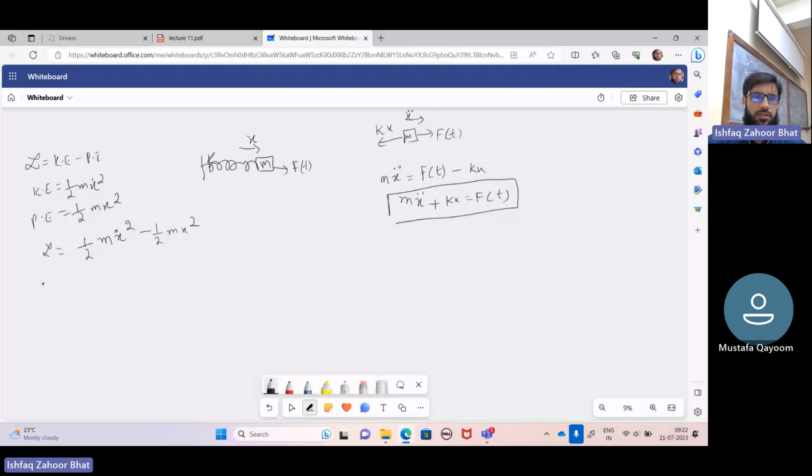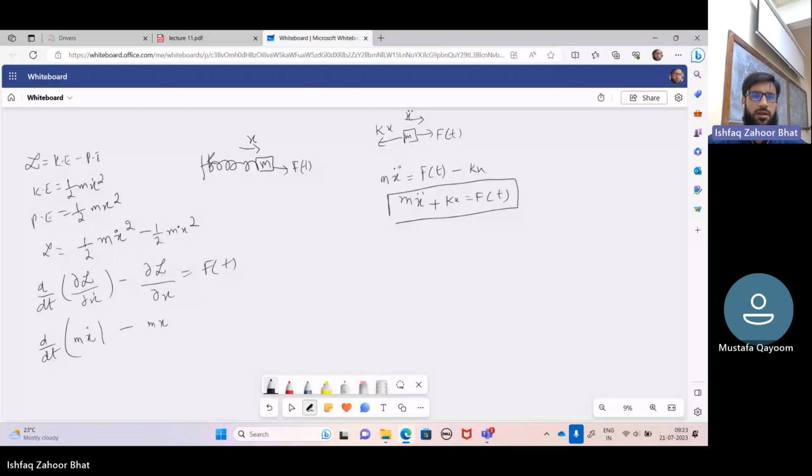So the differential equation will be d by dt of partial L by partial x dot minus partial L by partial x equal to the external force, that is f of t. So take the derivative with respect to x dot as the variable. So this is 2 times this, and the 2s will cancel. So this is m x dot, minus the derivative of this thing with respect to x. There is no x dot, so 0. The 2 and 2 will cancel. So this is m x.